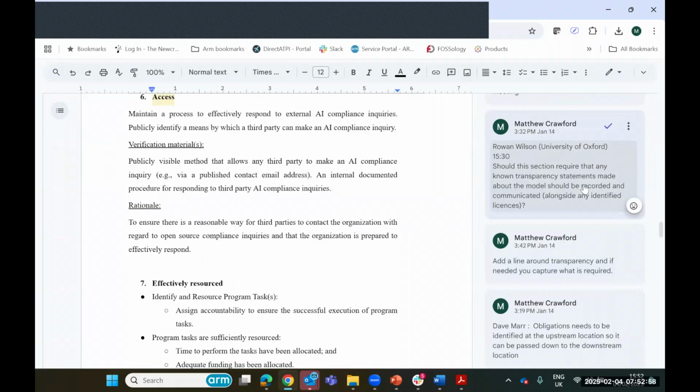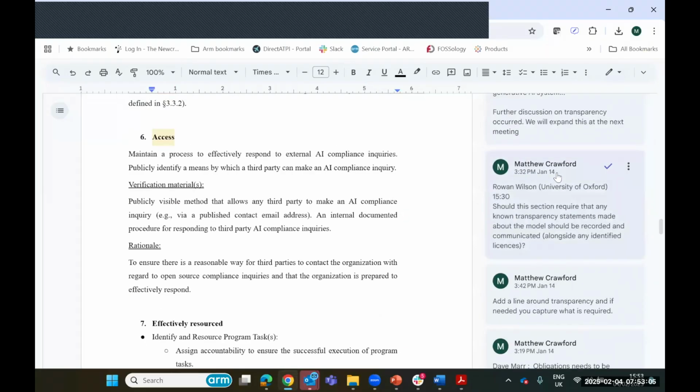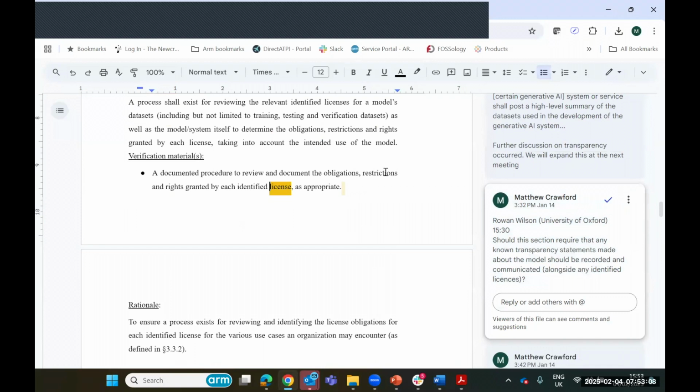Rowan, should this section require that any known transparency statements made about the model should be recorded and communicated? Is this from the same area here? So if there are obligations for transparency, a documented procedure to review, document the obligations, restrictions, rights of each license as appropriate. So in the spirit of not adding a new section on transparency, do we want to, for example, if legislation requires aspects of transparency, have that captured here? So this is just an opportunity to provide clarity on what we mean here.